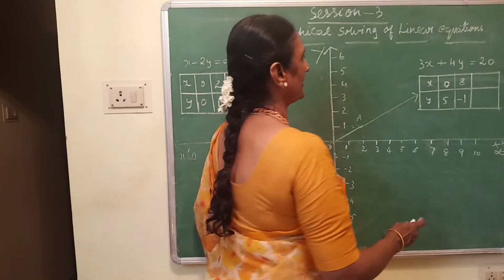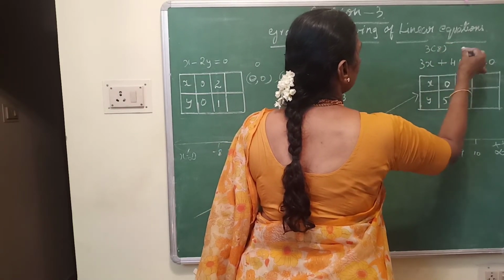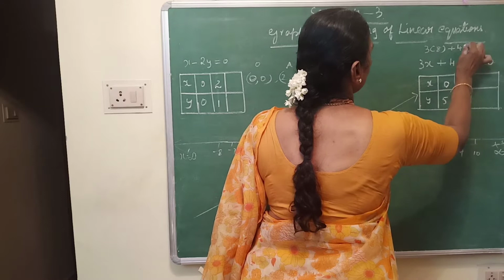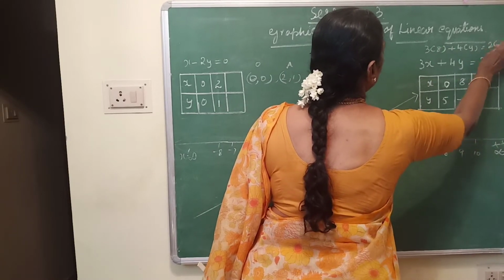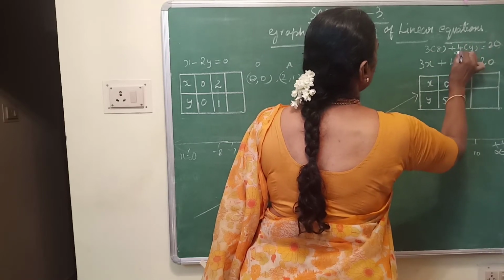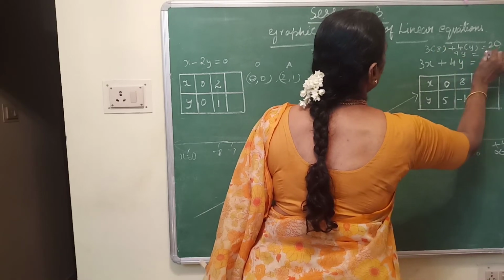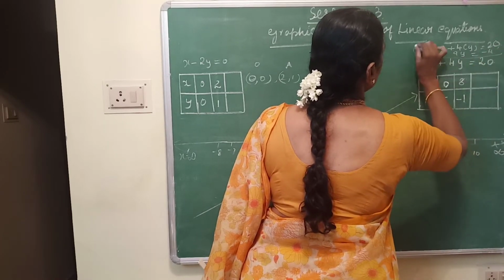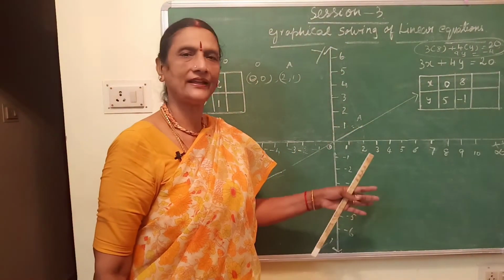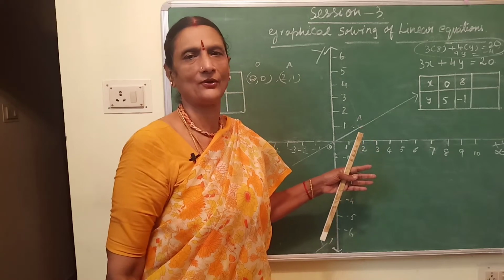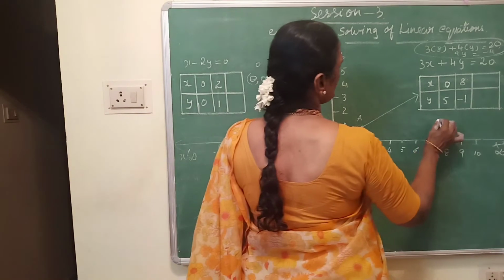For your satisfaction, we can even work out like this. 3 into 8 plus 4 into y gives you 24, equal to 20. Now this 24 goes to the other side. You will get 4y is equal to, this is a bigger number, so minus 4. So we get y is equal to minus 1. You can have a small rough work, or depending upon the space, you can work it out in your notebook also and get the values. Now tell me what are the points to be plotted.